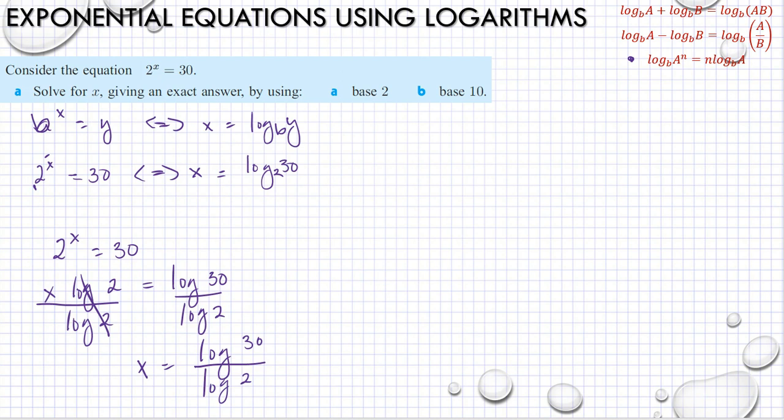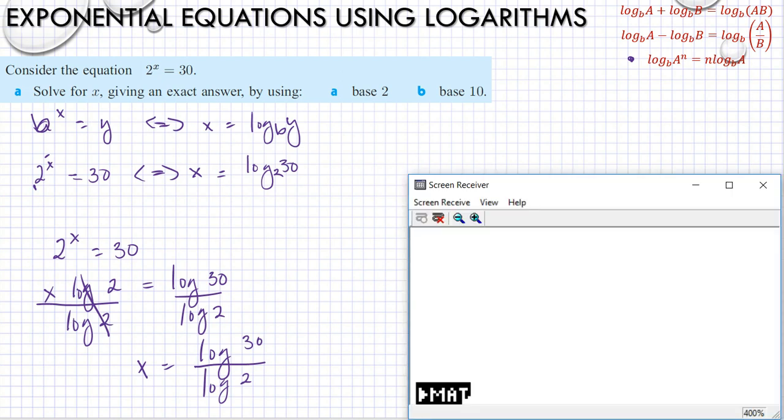I have a lot of students who will answer this logarithm of 15. That is not right, because the value of logarithm of 30 divided by the value of the logarithm of 2 is not logarithm of 15. They are not the same. So if I'm going to show that, here's my calculator screen.